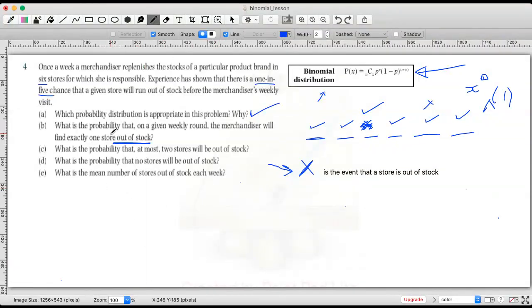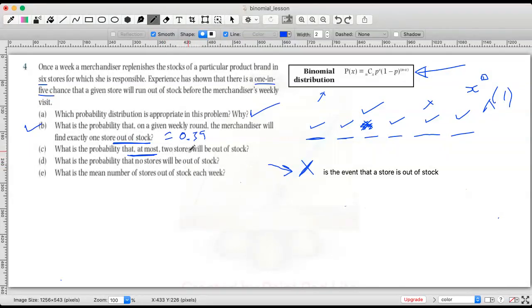All right, let me get back to question C. So now we're going to do question C. We've answered B, which is 0.39, or in other words, 39%. Now question C is, what is the probability that at most, this is very important here, at most, 2 stores will be out of stock.